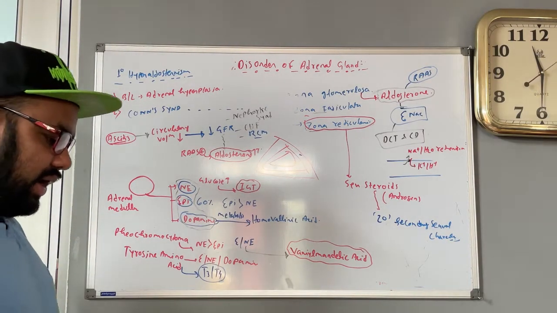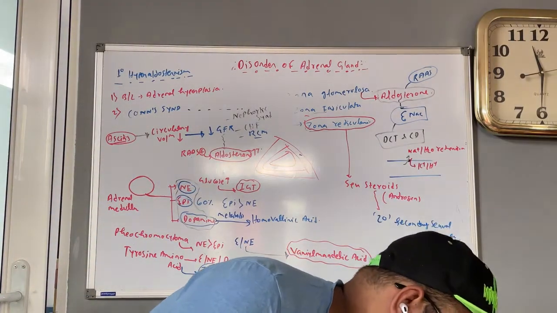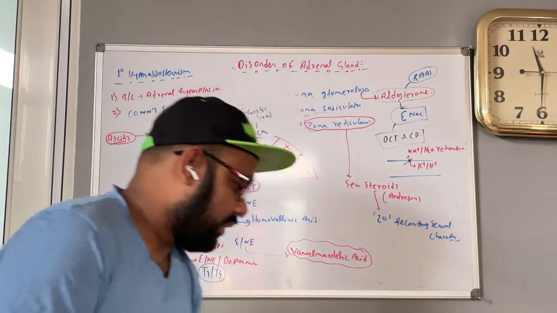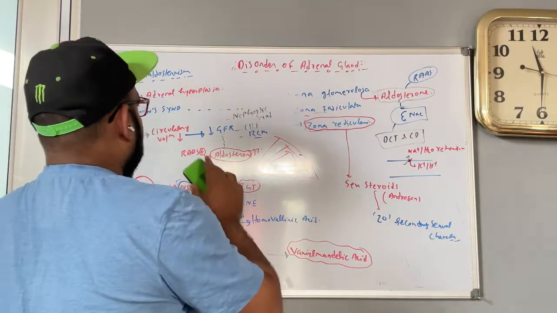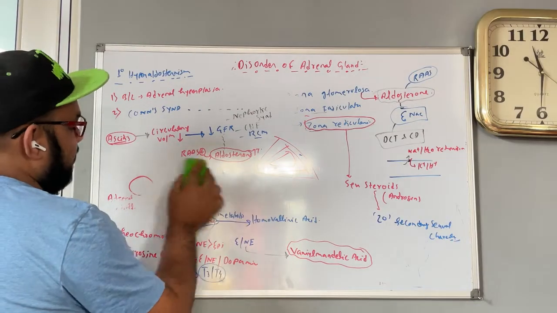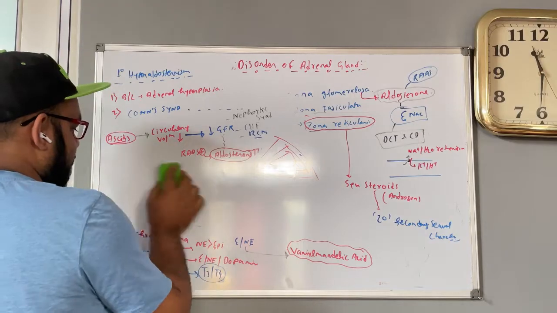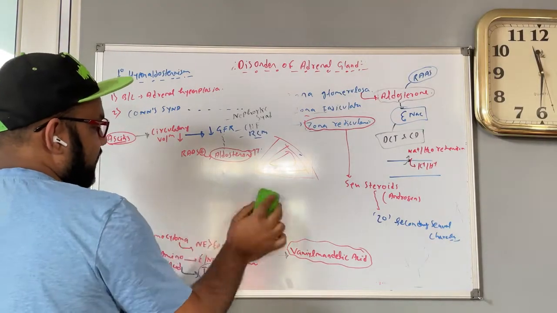Aldosterone. Okay. Now we'll talk about the clinical manifestations and the workup of these patients. At first we'll talk about the primary. So let's talk about the primary. What clinical manifestations will we get, and what are the workup, diagnosis and treatment also. Okay.